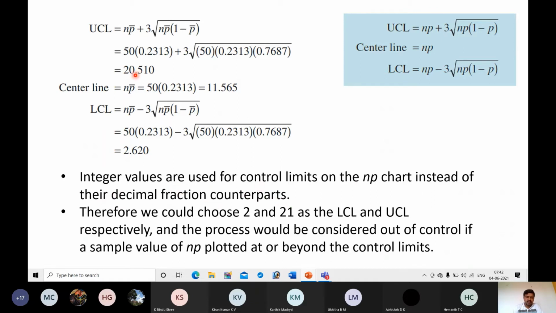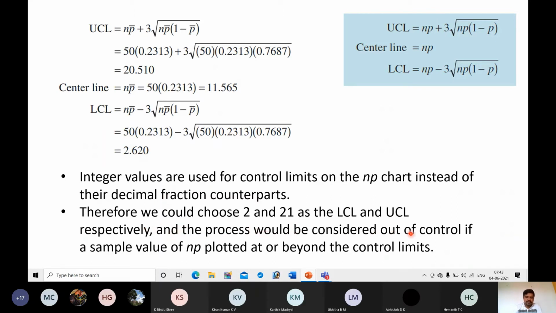So here we have the decimal fraction 20.510. But when you are considering the number of defectives, it should be an integer. That means it should be 20 or 21. Okay, so next, this also should be 2 or 3. Therefore, we could choose 2 as the lower control limit and 21 as the upper control limit respectively.